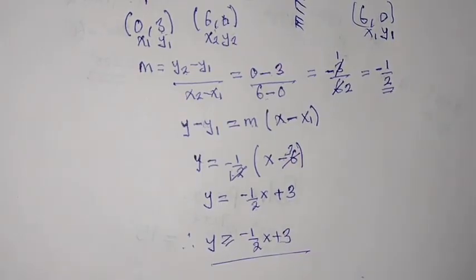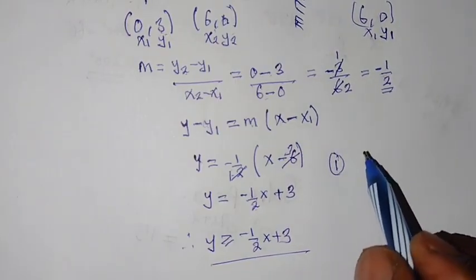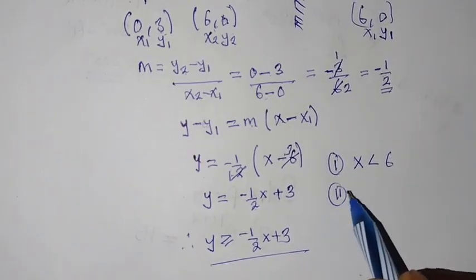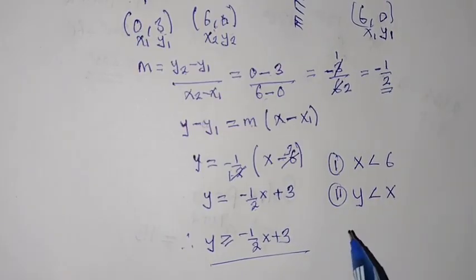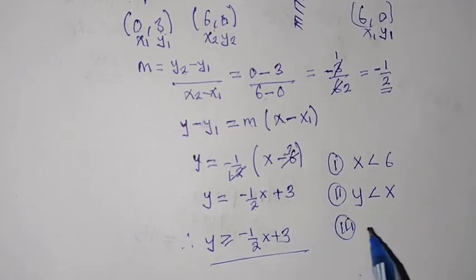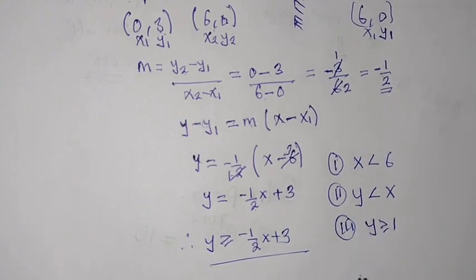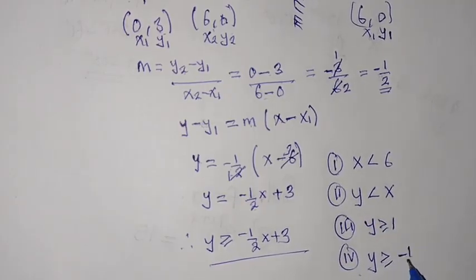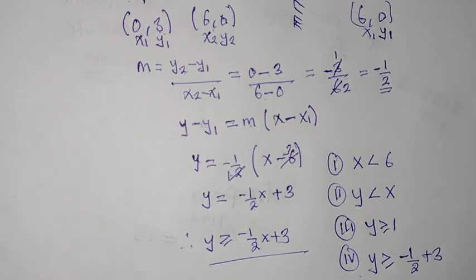So we can now make a conclusion that the four inequalities are: the first one that we had was x less than 6, the second one was y less than x, the third one was y greater or equal to 1, and the fourth one is y greater or equal to negative half x plus 3. So these are the required answers.